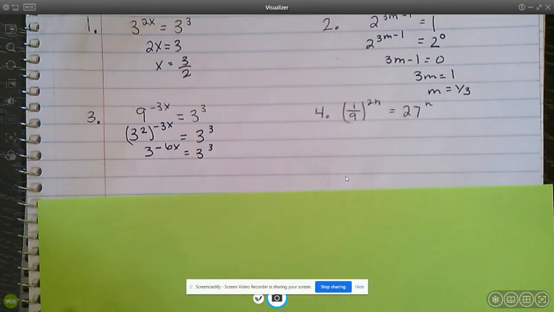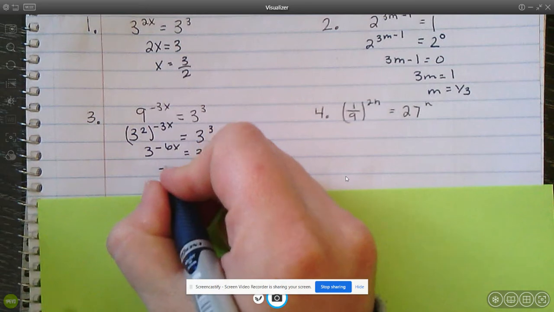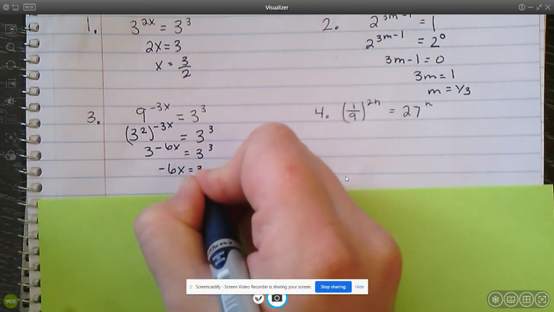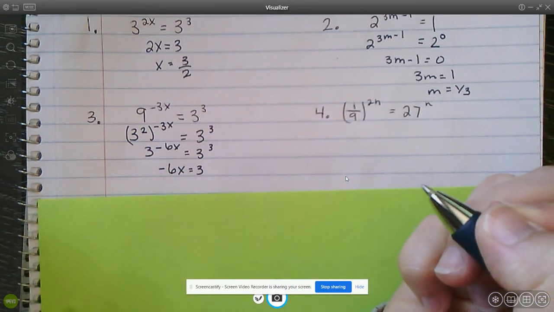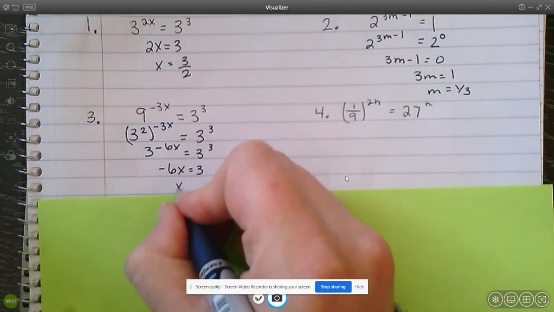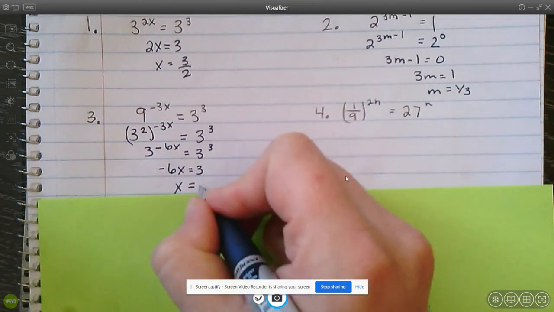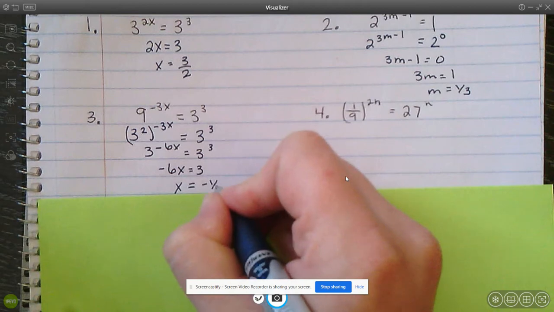Okay, we have the same base. You set the exponents equal to each other, so negative 6x equals 3. Divide both sides by negative 6, and you get x equals negative 1/2.